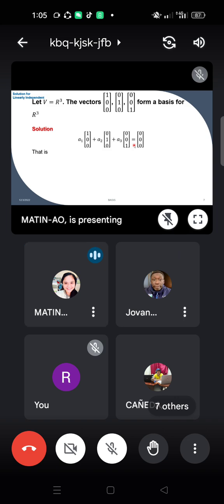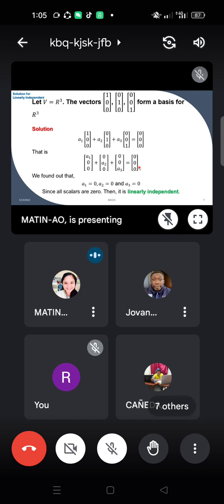Okay? So, it's very obvious here. By multiplying, a sub 1 times (1, 0, 0) gives (a sub 1, 0, 0), plus a sub 2 times (0, 1, 0) gives (0, a sub 2, 0), then a sub 3 times (0, 0, 1) gives (0, 0, a sub 3), which is equal to a zero vector. So, it is obvious that a sub 1 is equal to 0, a sub 2 is equal to 0, and a sub 3 is equal to 0. Since all scalars are 0, then it is linearly independent. Okay? So, the linear independence is checked.